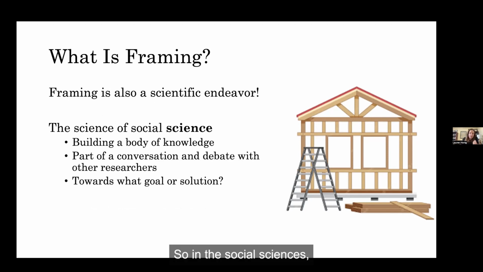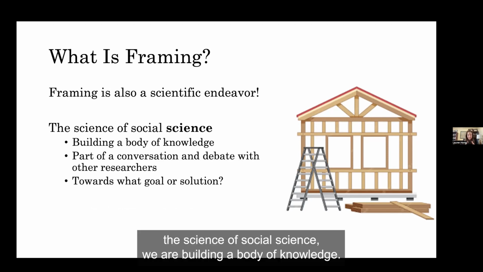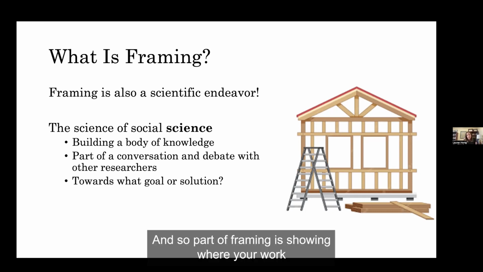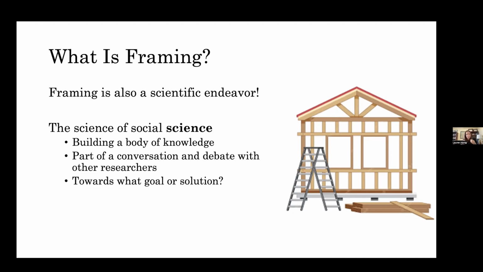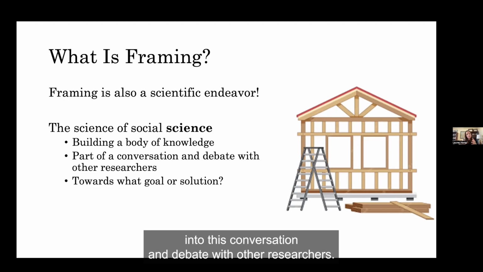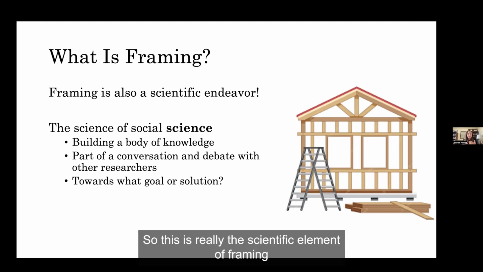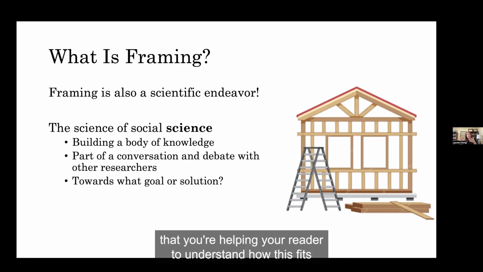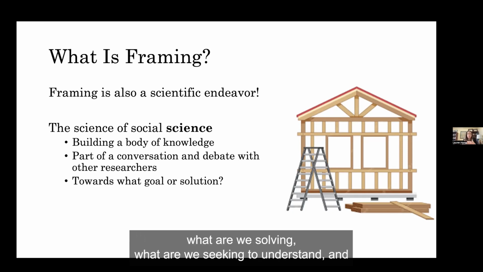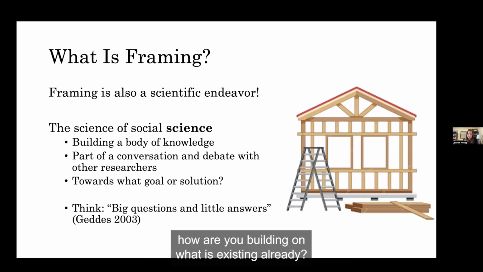So in the social sciences, the science of social science, we are building a body of knowledge. And so part of framing is showing where your work fits into that body of knowledge. It's situating your research, situating your project into this conversation and debate with other researchers. So this is really the scientific element of framing, that you're helping your reader to understand how this fits into the broader endeavor towards what goal or solution. What are we solving? What are we seeking to understand? And how are you building on what is existing already?